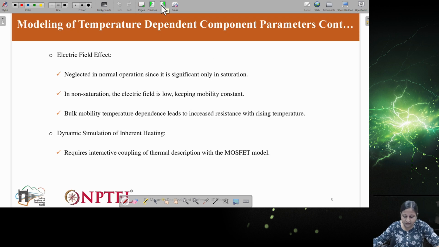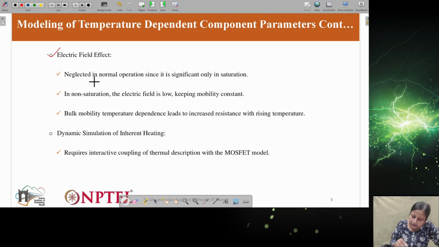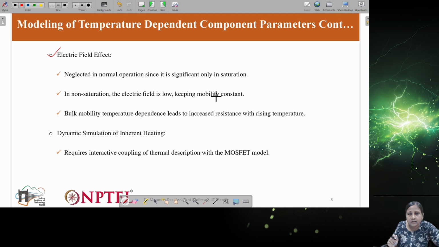Now there are actually effects due to the electric field. So the electric field effect, if you see, is neglected in normal operation since it is significant only in the saturation. In non-saturation, the electric field is low, keeping mobility constant. Now bulk mobility temperature dependence leads to increased resistance with rising temperature. So this electric field is going to affect the mobility.